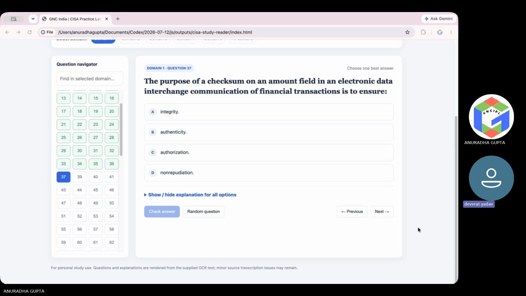Because of the checksum and count field, data integrity, simplicity, correlation, non-repetition.